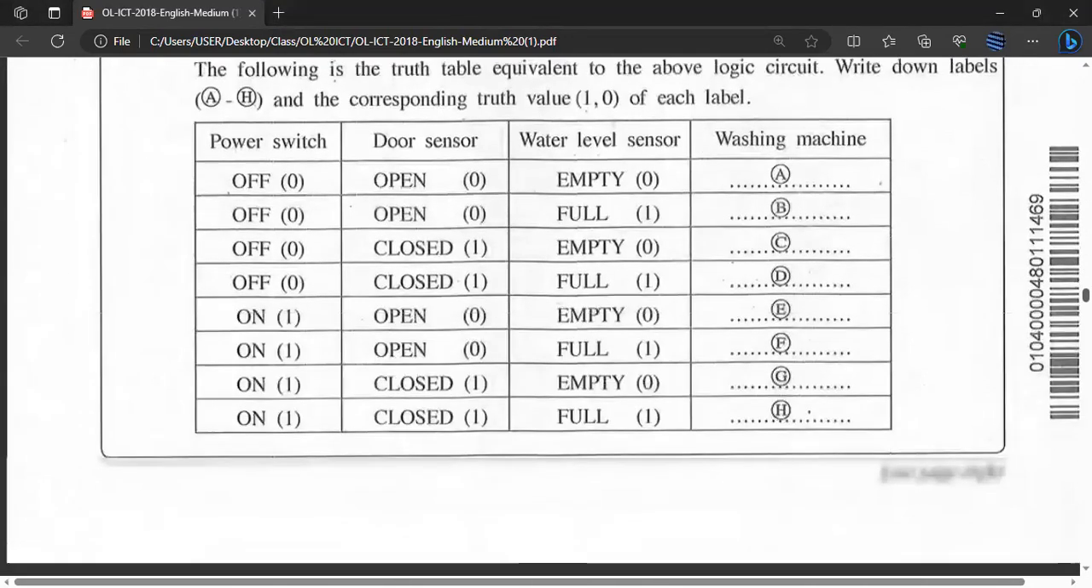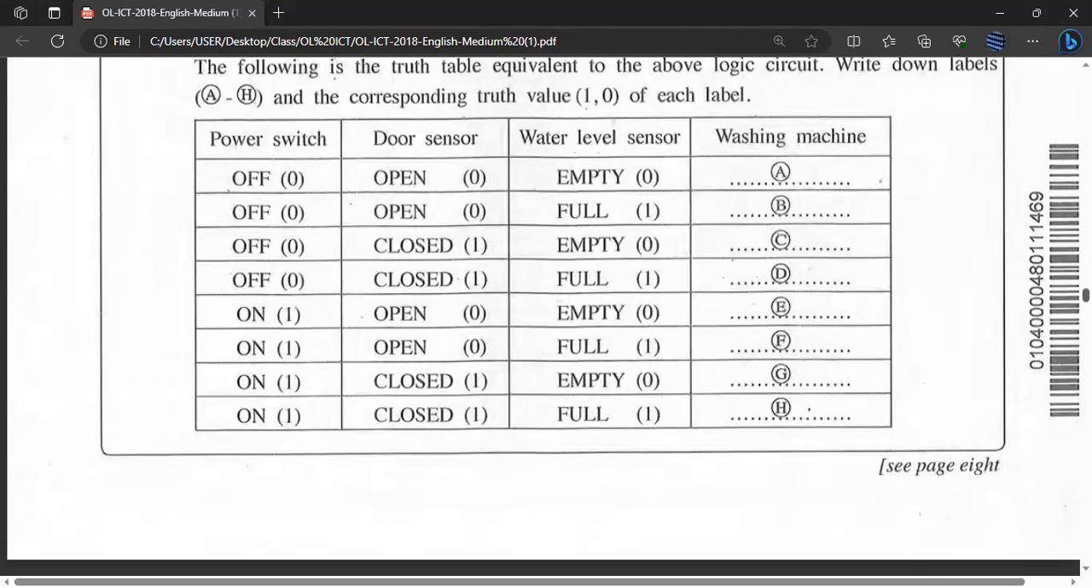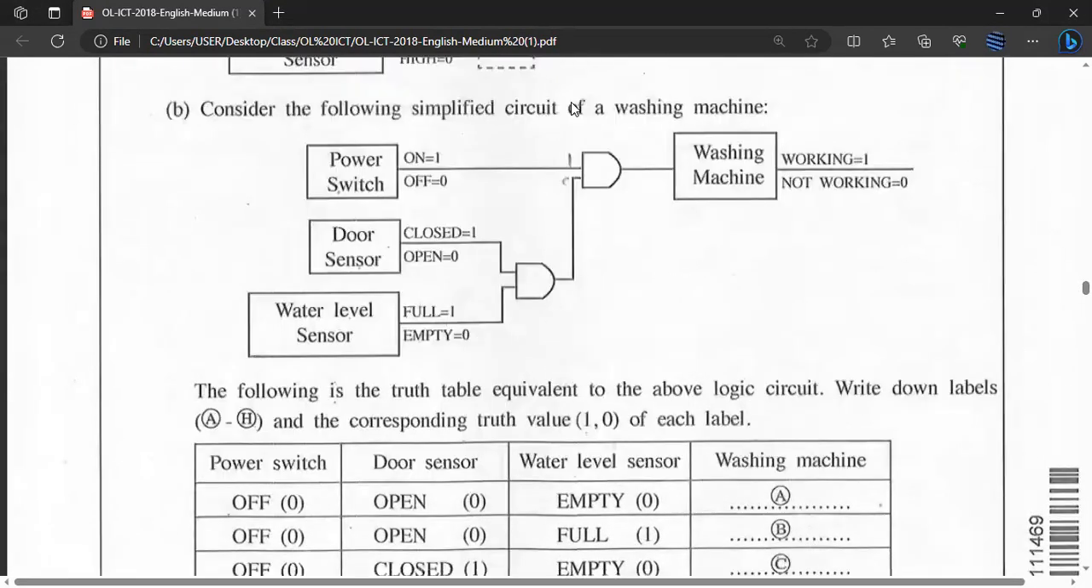They are saying the water level sensor is 0. If this is 0 in an AND gate, the output also will be 0. Here 1 or 0 doesn't matter. If it is 0, then the washing machine will not be working. So final answer 0, right?